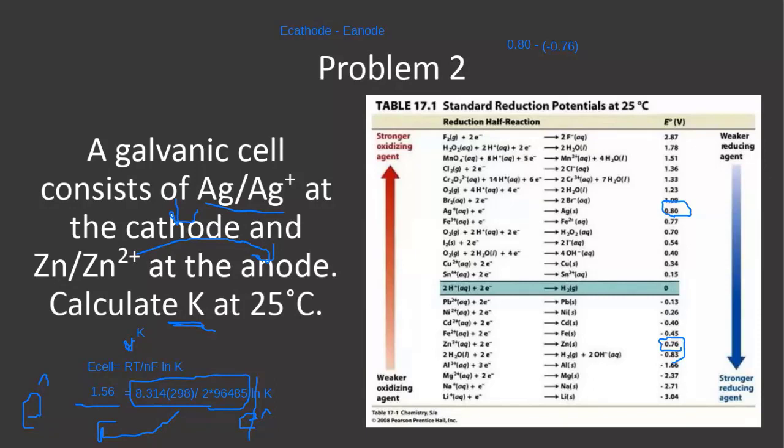Overall, when we do all this math, though, you're just going to get K equals 5.86 times 10 raised to the 52 power. So a huge number, huge, huge, huge. What does this K mean in the context of this problem? What does a big K mean?